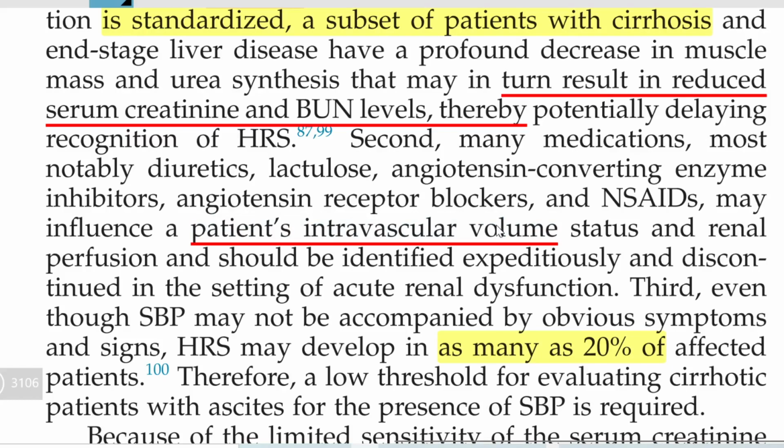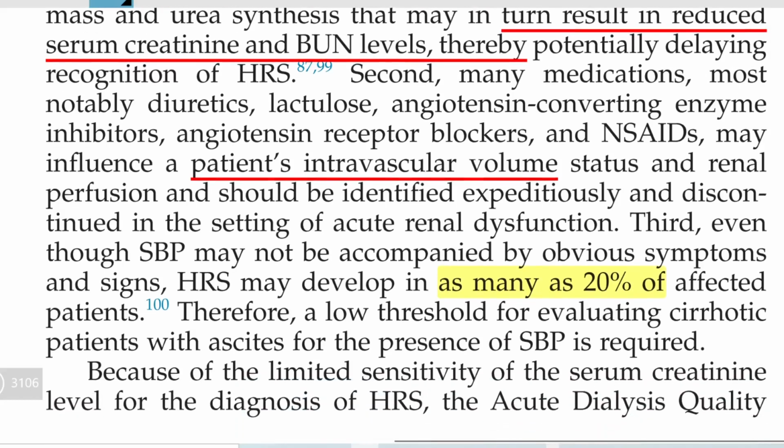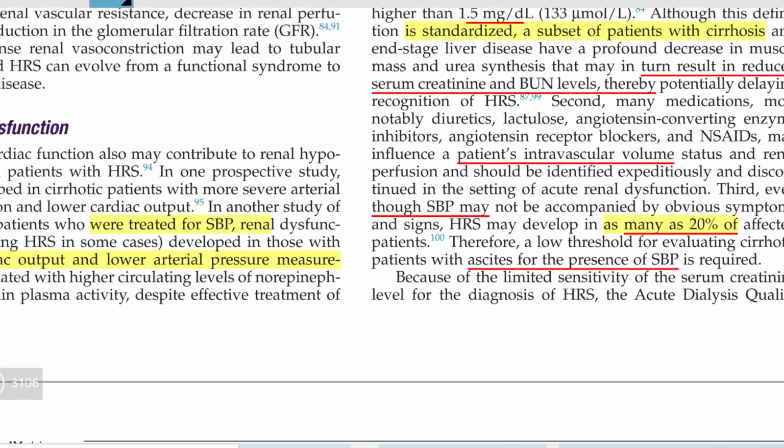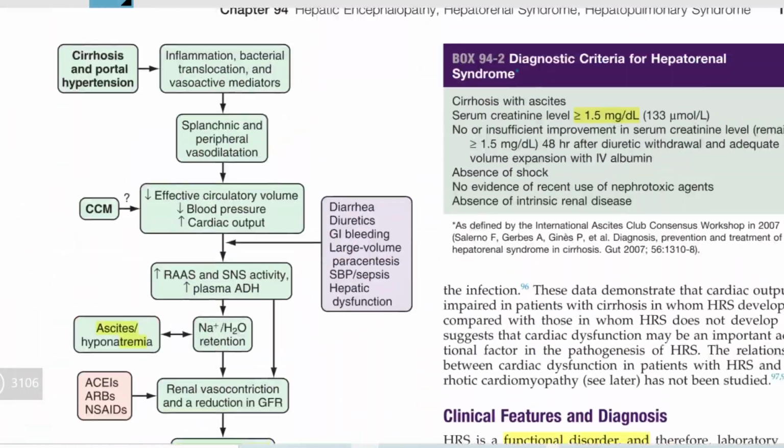Second, many medications, most notably diuretics, lactulose, angiotensin converting enzyme inhibitors, ARBs, and NSAIDs may influence the patient's intravascular volume status and renal perfusion and should be identified expeditiously and discontinued. Okay. HRS may develop in as many as 20% of affected patients with SBP. So this must be looked after. And also, therefore, a low threshold for evaluating a cirrhotic patient with ascites for the presence of SBP is required. So we must have HRS in mind in any patient with cirrhosis. So this table goes by this.